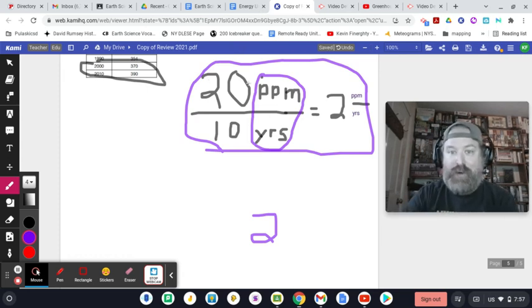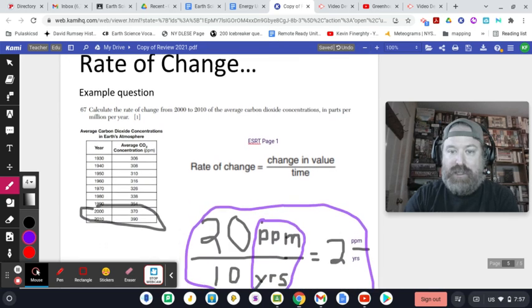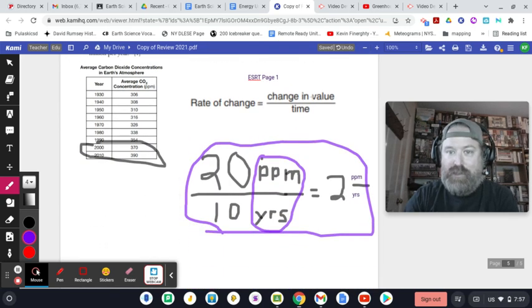Okay, so 10-point answer. Take your time, get your points, get your results on this test. Would be to write all of the steps down, just like it is in the equation here. Change in value divided by time. Change in value divided by time equals an answer with a label. All right, you got it. You can nail it.